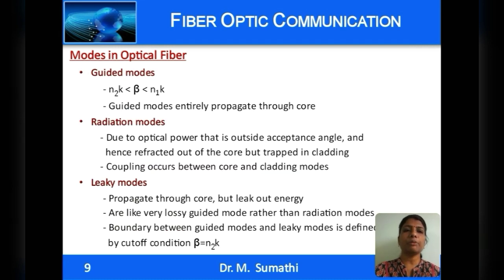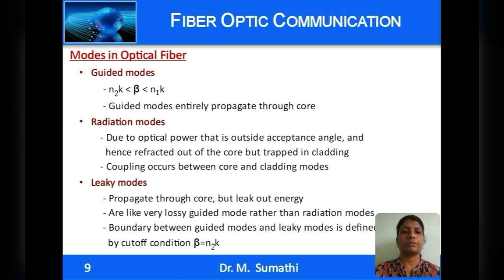Guided modes: when the propagation constant beta lies between n2k and n1k, where n1 and n2 are the refractive indices of the core and cladding, the modes are guided modes. The guided mode propagates entirely through the core. Next, the radiation modes. When light is incident on an optical fiber, those rays that are incident at an angle greater than the acceptance angle get refracted into the cladding and are trapped in the cladding. These form the radiation modes. There is coupling of energy between the core and the cladding modes, and energy loss of the core mode occurs.